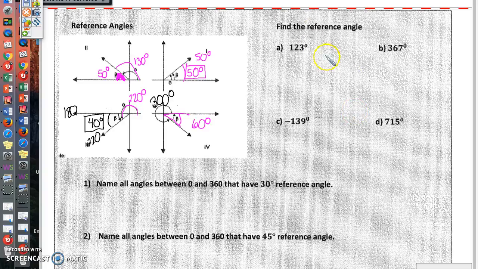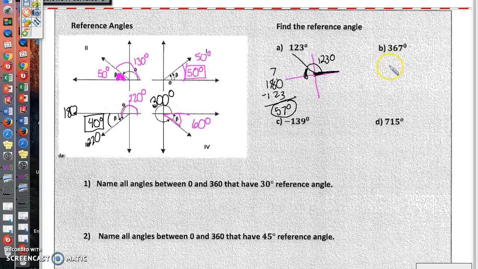So here we're asked to find the reference angle. I think the easiest thing is to draw our angle here. So it always starts with a positive x-axis, and 123 would be in here. And we're concerned about this angle here. Well, that would be 180 minus 123. So we have 57 degrees as our reference angle.